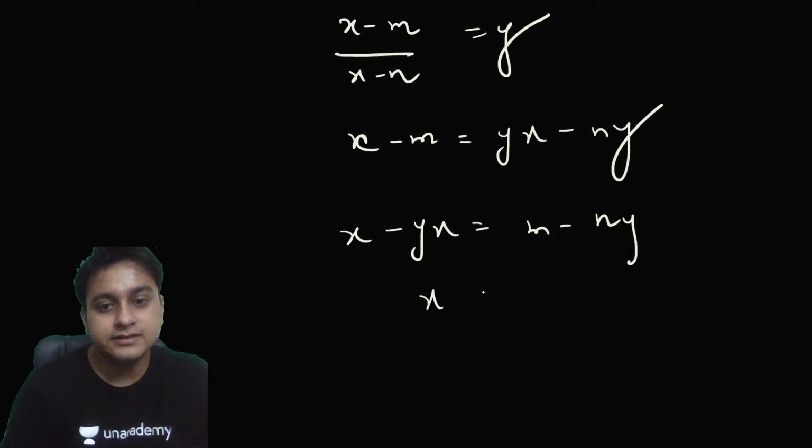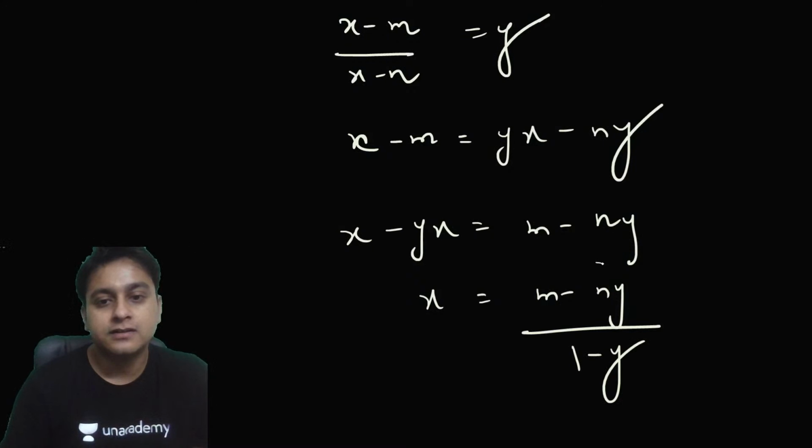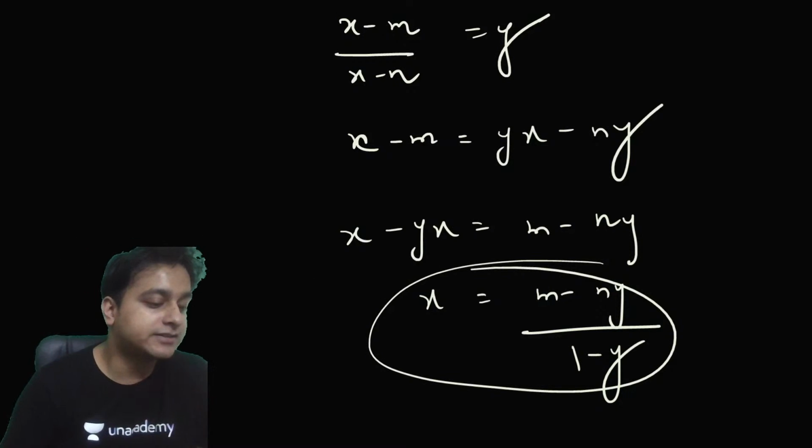So what am I getting? x is equal to m minus ny upon 1 minus y. Is that clear? Yes, this is coming as my x.